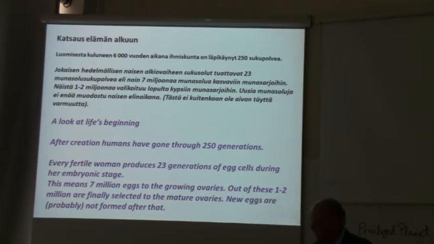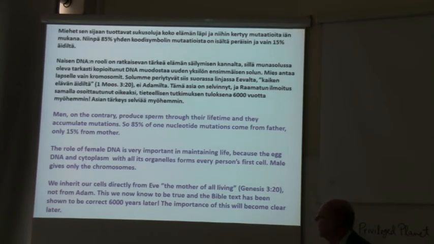So the Bible is right. The Bible says that Eve is the mother of all living. Now we know it's true. Eve is the mother, woman is the mother of all living. Men, on the contrary, produce sperm through their lifetime, and they accumulate mutations. As I said before, 85% of the bad stuff comes from the father, only 15% from the mother, because they don't divide so much. The women rule.